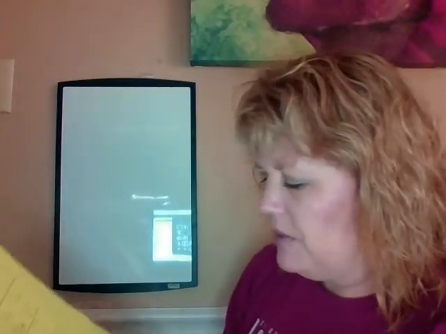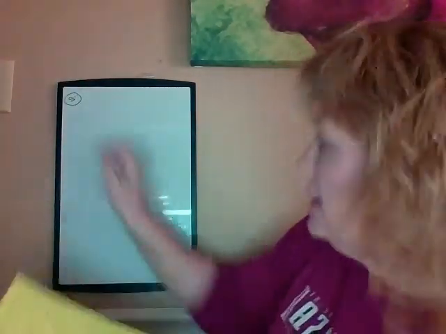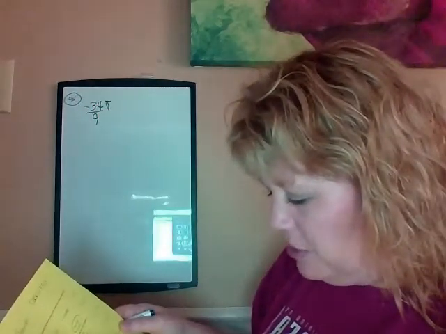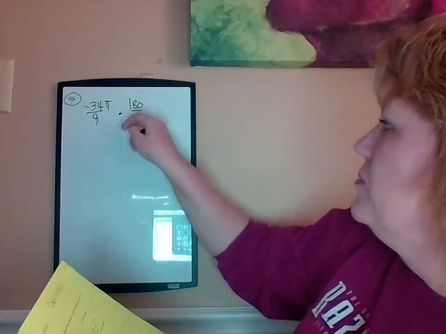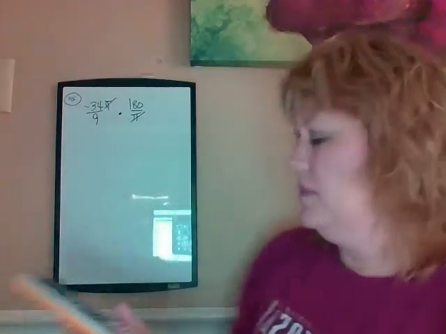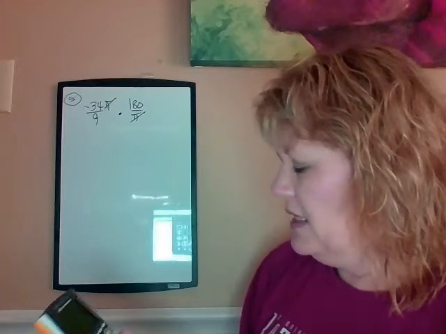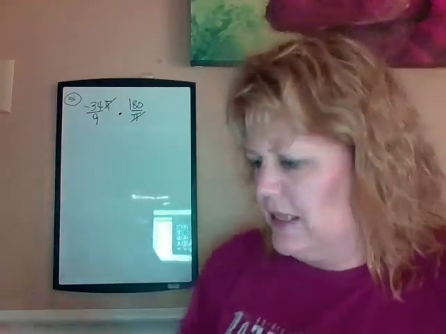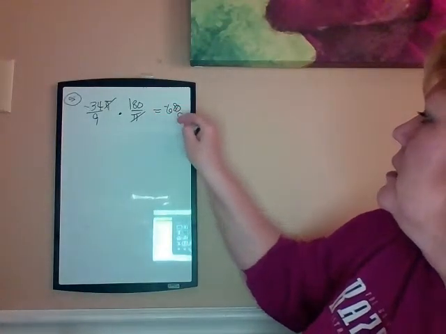I'm now on problem number 5. It says convert from radians to degrees. They have negative 34 pi over 9, and they want you to convert that to degrees. So we're going to multiply by 180 over pi, trying to get the pi's to cancel. I'm going to put that in my calculator. Negative 34 times 180 divided by 9 gives me negative 680, which is answer choice C on the handout.